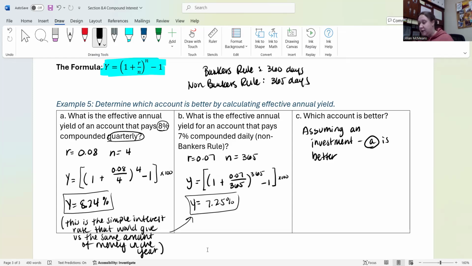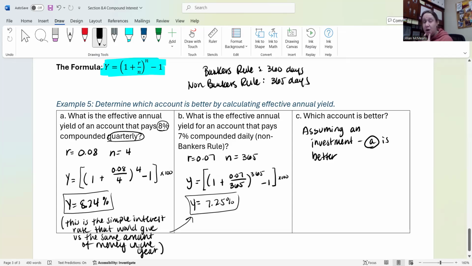So that is effective annual yield. Again, it just takes the circumstances that you're dealing with compound interest, converts it to basically an equivalent simple interest rate that would give you the same amount of money in 1 year. It's not an equivalent rate. It gives you a rate that would give you the equivalent amount of money in 1 year. Okay. So that's it for 8.4.